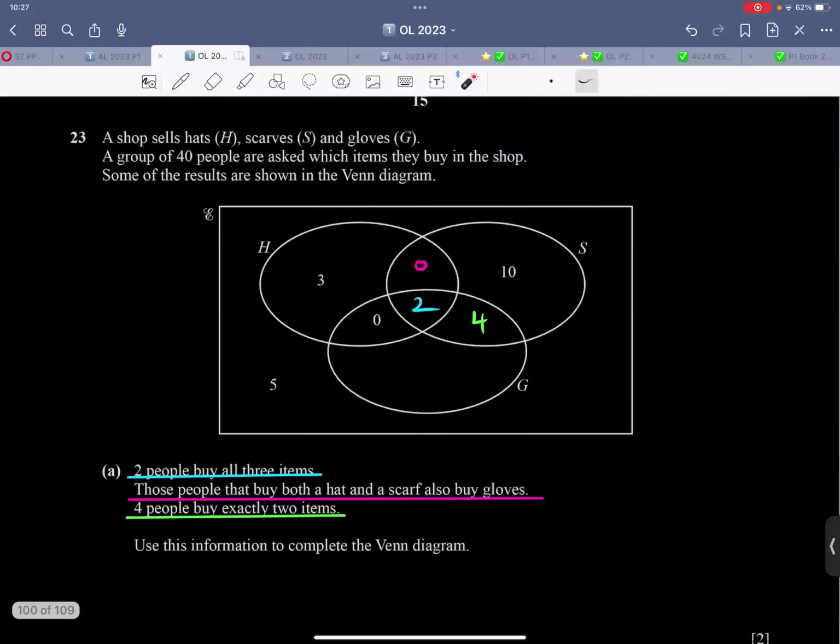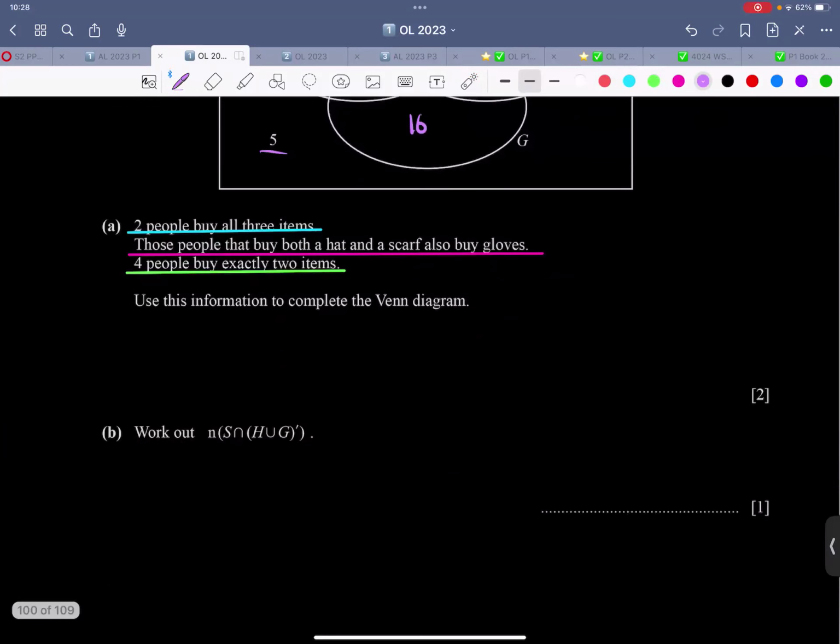So now the total should be 40. So ignore this 5, so 40 will become 35. So 2 and 4, that is 6. 6 plus 3, that is 9. 9 plus 10, that is 19. 19 plus 5, that is 24. So therefore, 40 minus 24, I'm including the 5 also. That is 16. So therefore, there are 16 people who buy gloves only.